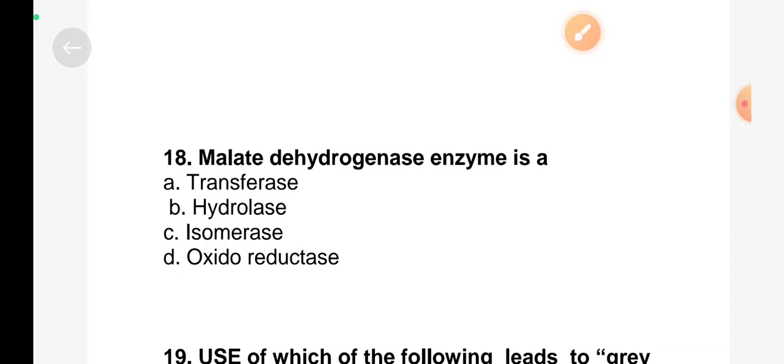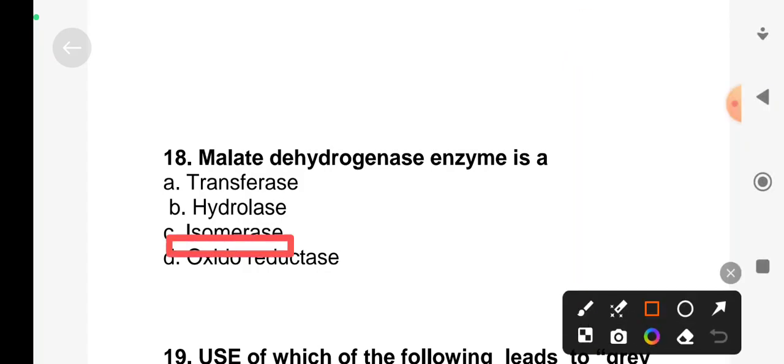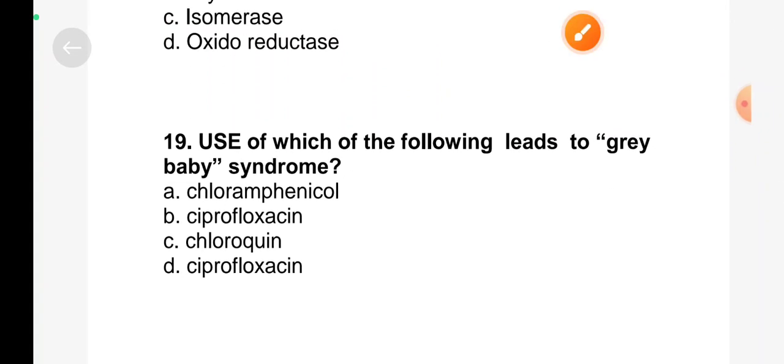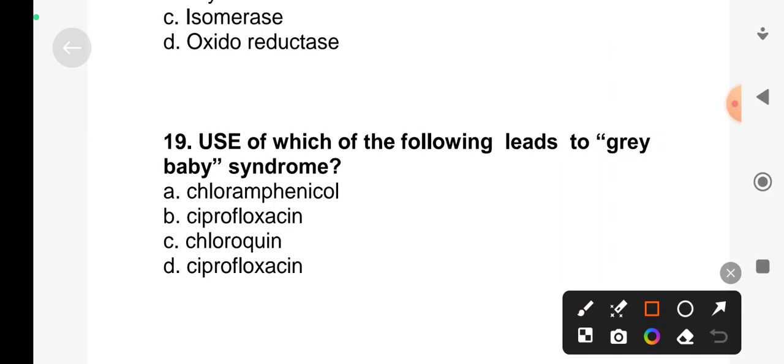Next question. Malate dehydrogenase enzyme is: option A, transferase; option B, hydrolase; option C, isomerase; option D, oxidoreductase. Correct answer is option D, oxidoreductase. Next question. Use of which of the following leads to gray baby syndrome? Option A, chloramphenicol; option B, ciprofloxacin; option C, chloroquine; option D, ciprofloxacin. Correct answer is option A, chloramphenicol.